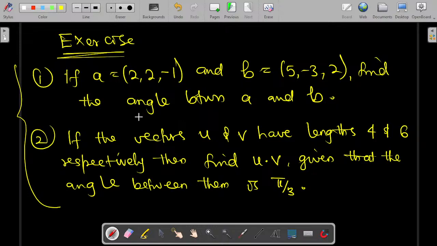So this is the exercise. Here you are getting the angle between A and B, and here you are getting the value of u dot v if the length of u and v is 4 and 6, and the angle between them is pi over 3. Meanwhile, pi over 3, you should change it to degrees. You know this pi here in degrees means 180. So that will be 180 over 3, which will be 60 degrees.